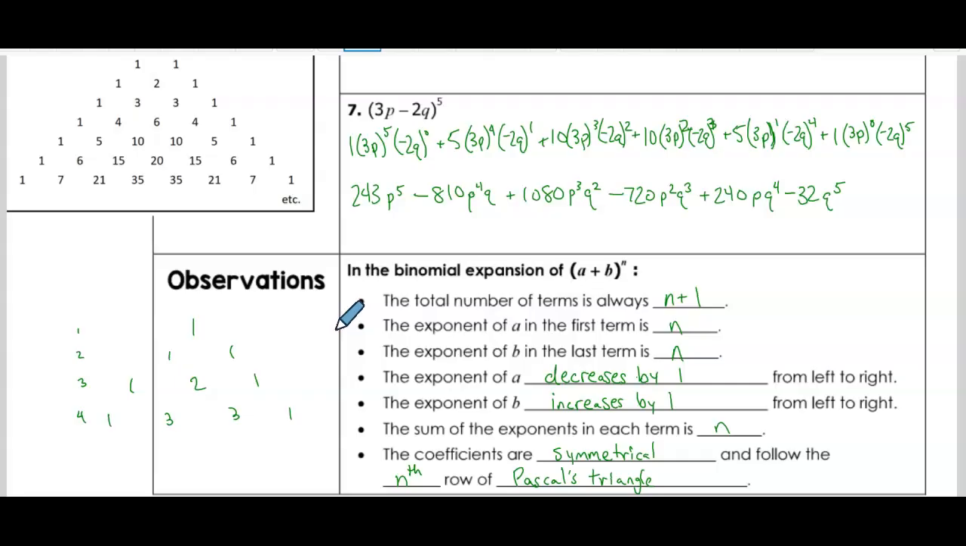Okay, that should do it here. So go on to the next section, and next time you see one of these expansions, you will be good to go.